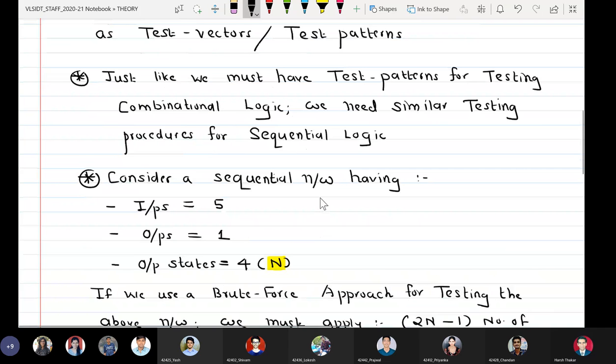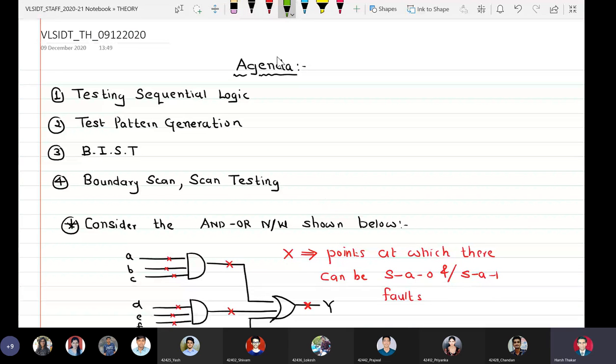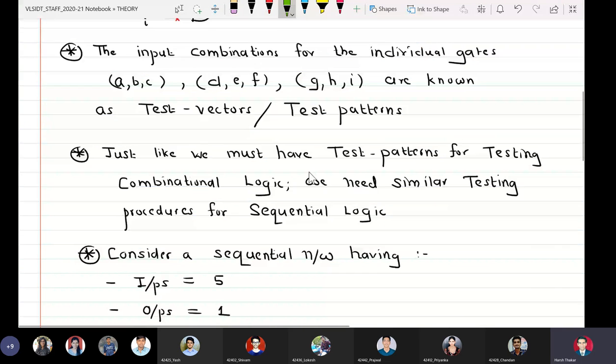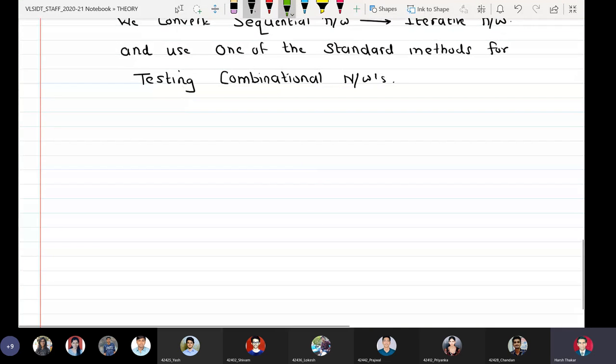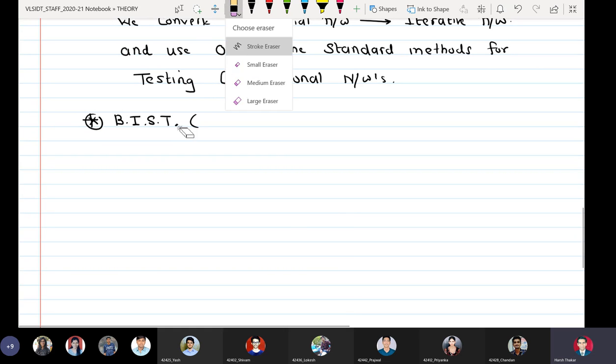Okay. So we discussed how to test sequential logic, so test pattern generations. Now we come to B.I.S.T. Although I told you that I have shared one PDF on your Teams, BE8 Teams theory folder about B.I.S.T, still I thought that we will speak something about that today again. So B.I.S.T is an abbreviation for built-in self-test.